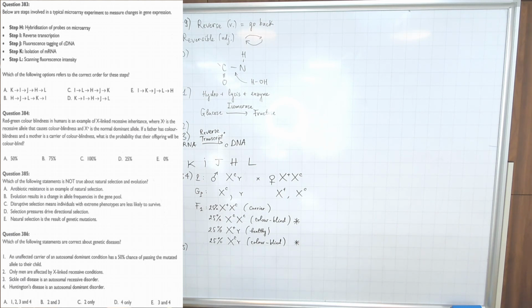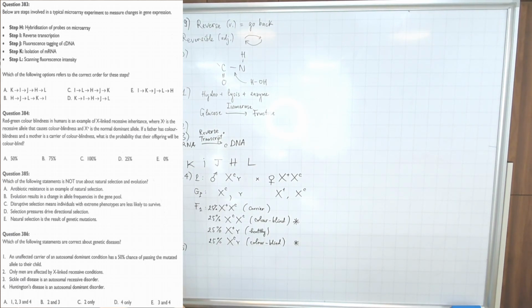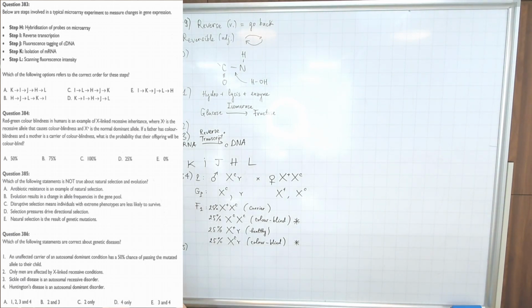C. Disruptive selection. Sự lựa chọn một cách bất thình lình, giống như tự nhiên đang diễn ra bình thường. Disruptive selection means individuals with extreme phenotypes are less likely to survive. Sự lựa chọn đột ngột có nghĩa những cá nhân có kiểu hình extreme, khác biệt quá sẽ ít có tiềm năng sống sót hơn.